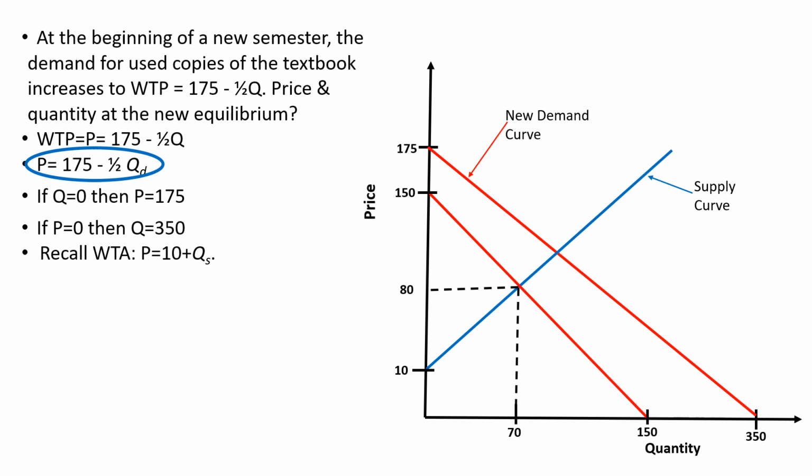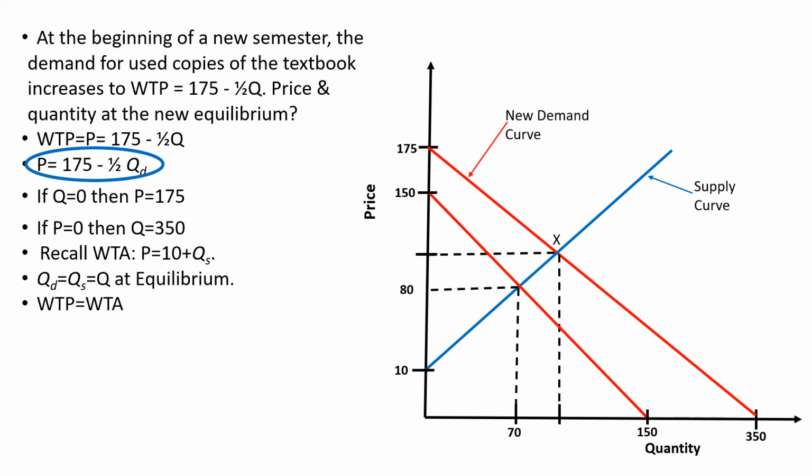Recall that the supply side hasn't changed, so it's the same as it was before: P = 10 + QS. So we have the new intersection point of a new equilibrium, which is point X, and we would need to find the equilibrium price and quantity of the new equilibrium. So how do we do that? We do that by equating the willingness to pay to the willingness to accept. Our new willingness to pay, 175 minus 0.5Q, is equal to our willingness to accept, which hasn't changed, 10 plus Q.